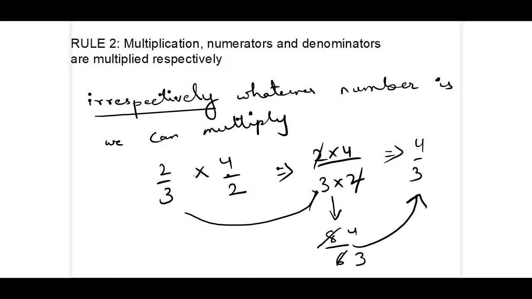So anyway, we can multiply the two fractions irrespective of their numerator and denominator. You need to multiply the numerators, you need to multiply the denominators. Understood? I hope you understood.